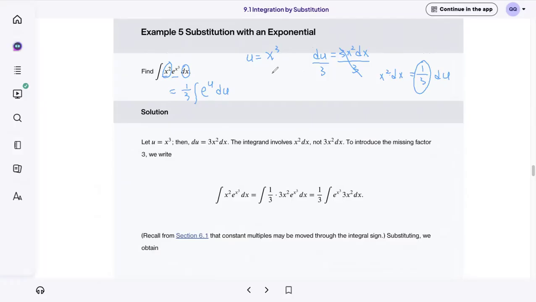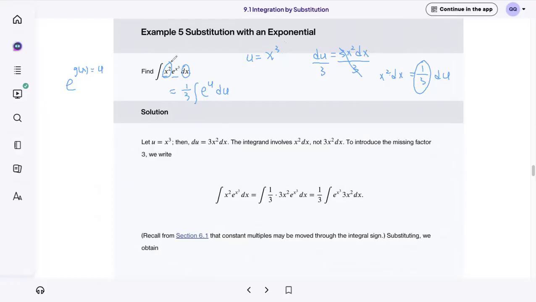So what happened here? When the integral has an e term, we'll always let u be the exponent of e. So in this case, it's x cubed. So u equals x cubed. Then take the derivative, du with respect to x, so we get 3x squared dx.